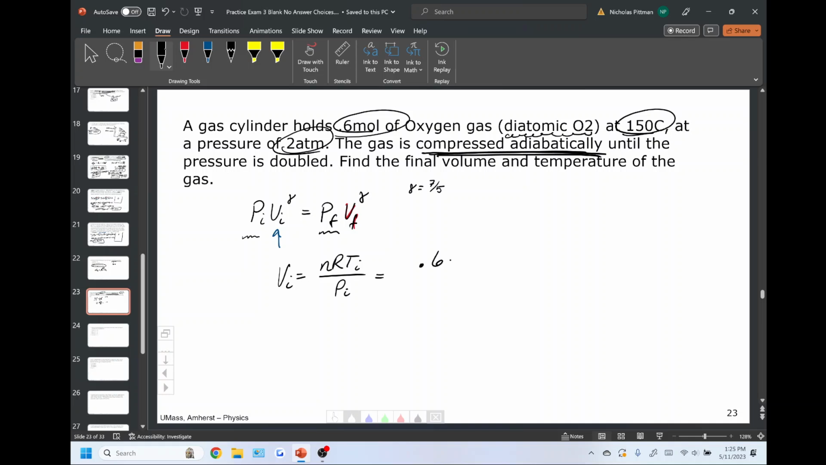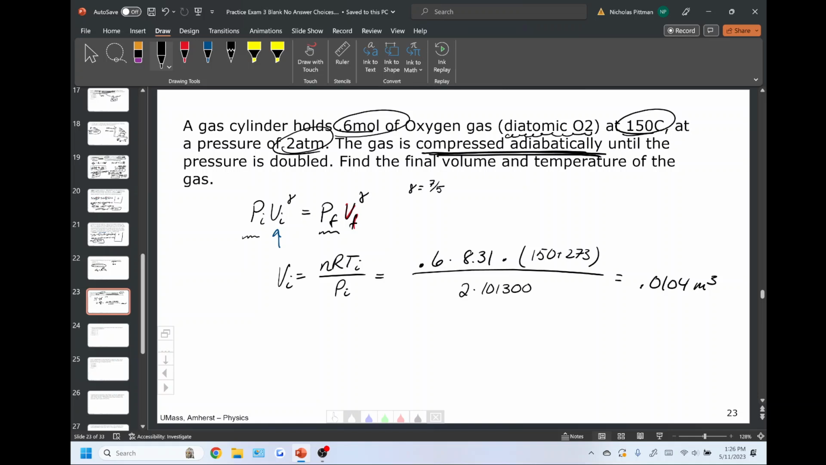Okay, 0.6 moles. T initial is 150 plus 273, right? We need to be in Kelvin. Over the initial pressure, which is 2 times 101,300. Okay, I'm going to plug this in my calculator. Okay, and I get V initial is 0.0104 meters cubed.